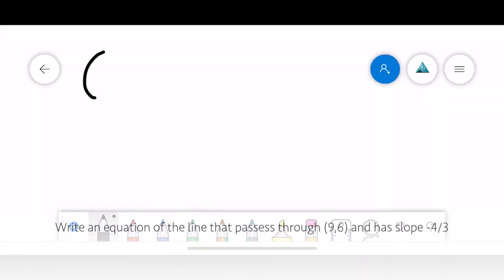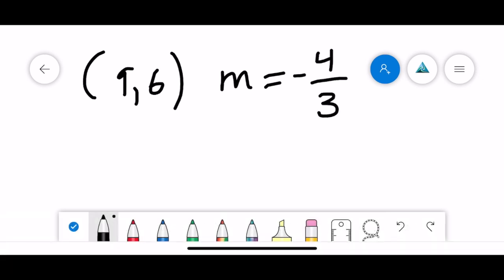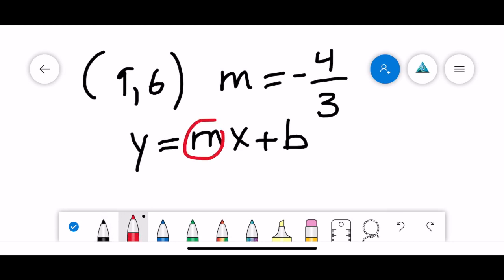So let's look at this question that will ask you to write an equation of the line that passes through a point 9, 6 and has a slope of negative 4/3. This question will ask you to give the answer in slope-intercept form, which is y equals mx plus b. And you even are given a slope m of negative 4/3, so you are allowed to plug it in here. However, you're not provided with the y-intercept b. To solve this problem, we will be using the point-slope formula.